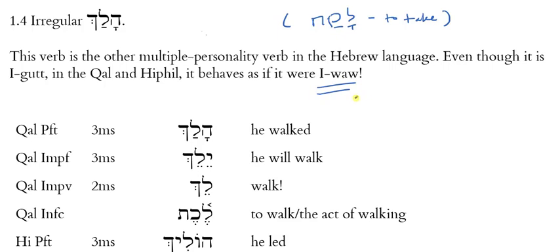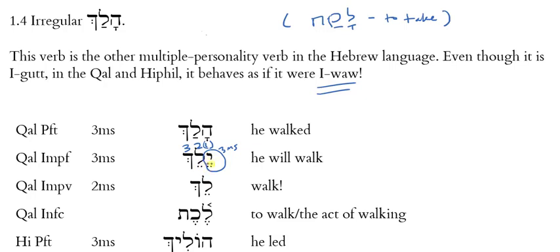So what do one-vav verbs do? Well, in the Cal perfect, one-vav verbs are normal. Halach, he walked. That's why we already know this verb. But look at the Cal imperfect. I get yelech for he will walk. This yod prefix that I see is the 3ms prefix. So how many root letters do I literally see here? Only 2. Roots 2 and 3. Root 1 is gone. It has fallen into Sheol.